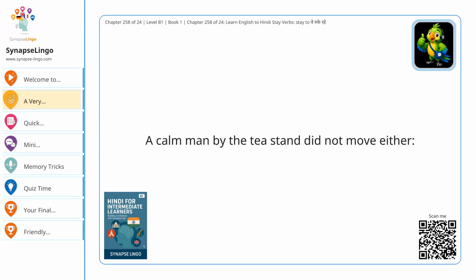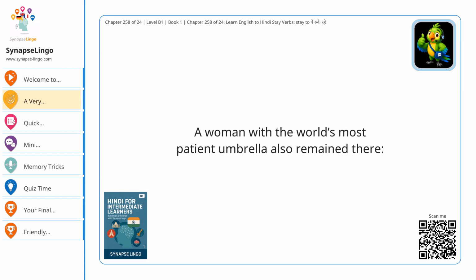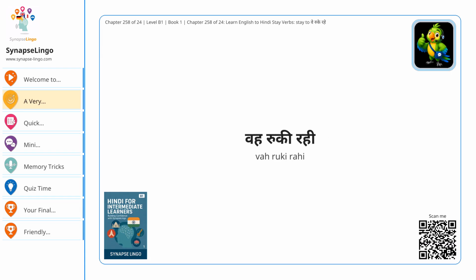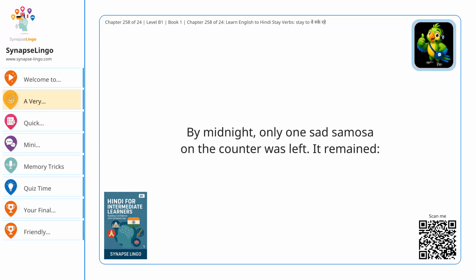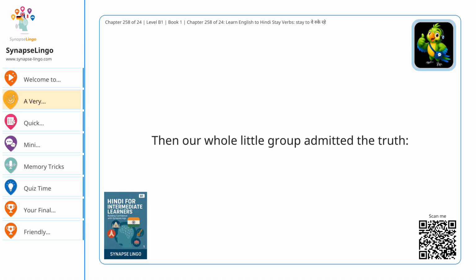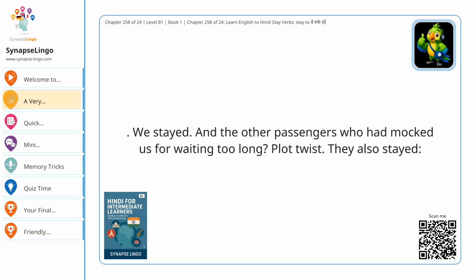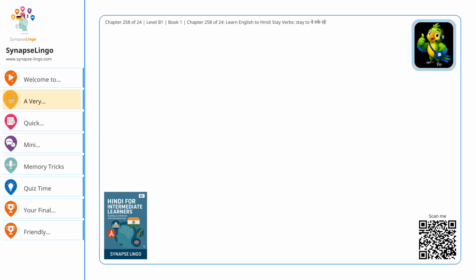A calm man by the tea stand did not move either. वो रुका रहा. He stayed. A woman with the world's most patient umbrella also remained there. वो रुकी रही. She stayed. By midnight, only one sad samosa on the counter was left. It remained. ये रहा. Then our whole little group admitted the truth. हम रुके रहे. We stayed, and the other passengers who had mocked us for waiting too long. Plot twist. They also stayed. वे रुके रहे. Nobody left. The train station won.